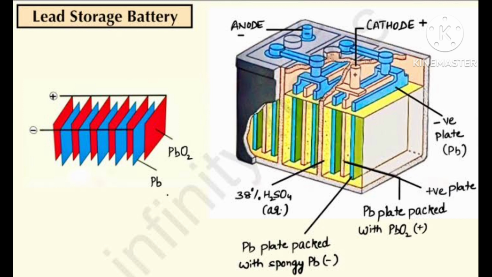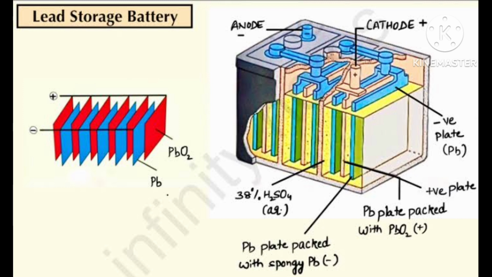Then PbO2 plus H2SO4, or you can write SO4 2 minus plus 4H plus, plus 2 electrons. PbO2 plus SO4 2 minus plus 4H plus plus 2 electrons will also give lead sulfate plus 2H2O. This is the product. Here 2H2O is forming, and water will be in liquid form.